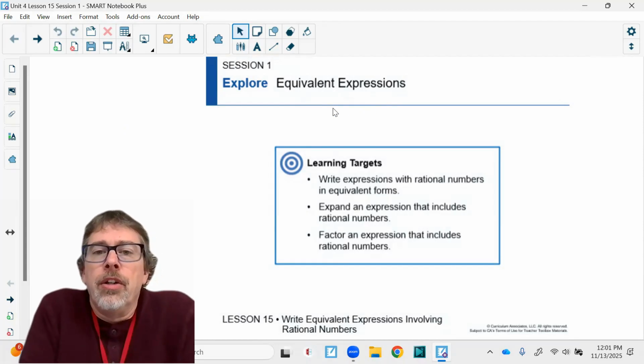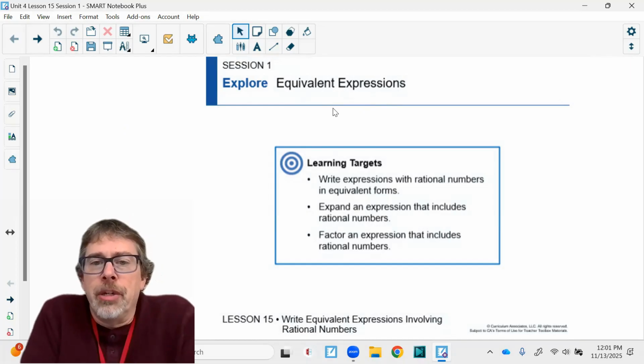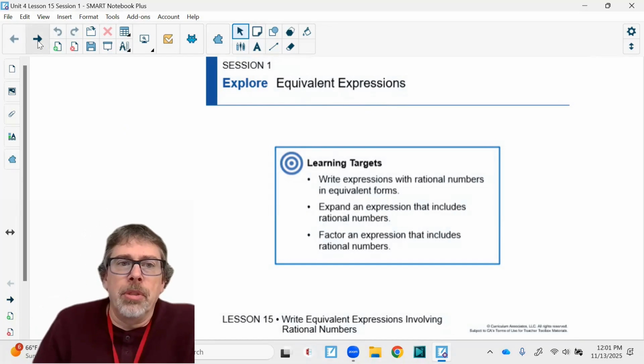So the learning targets are: write expressions with rational numbers in equivalent forms, expand an expression that includes rational numbers, and factor an expression that includes rational numbers.